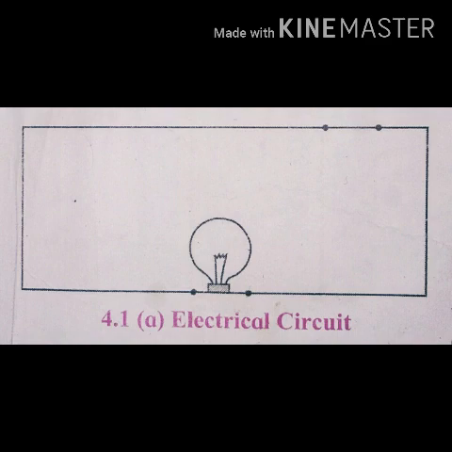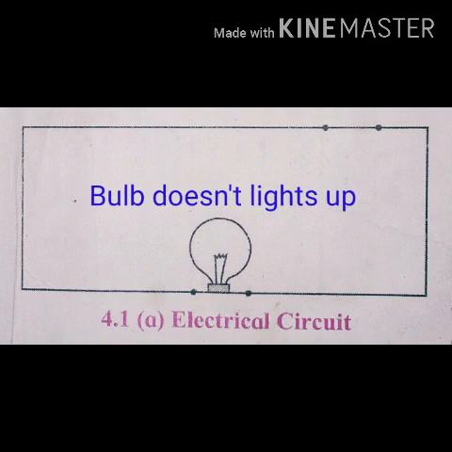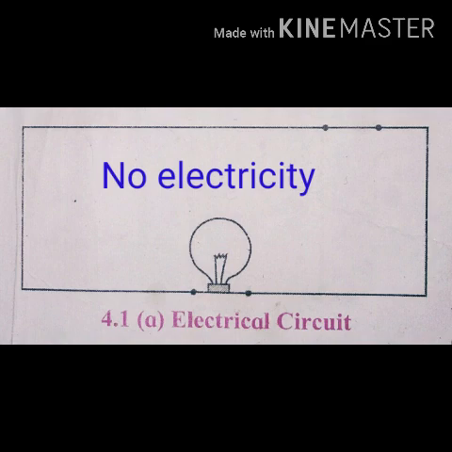Take connecting copper wires and connect the circuit as shown in the figure. No current is seen to flow in the bulb. We know this because the bulb does not light up when we close the circuit. It means there is no electricity running in the circuit.